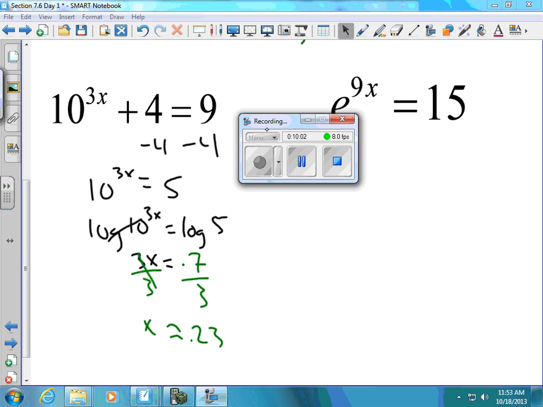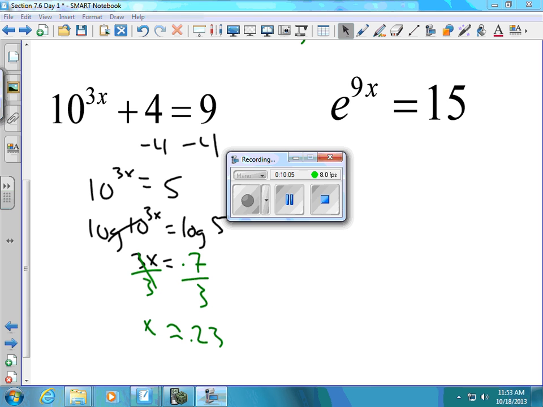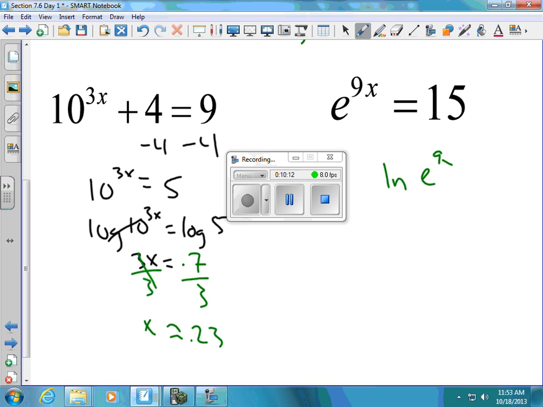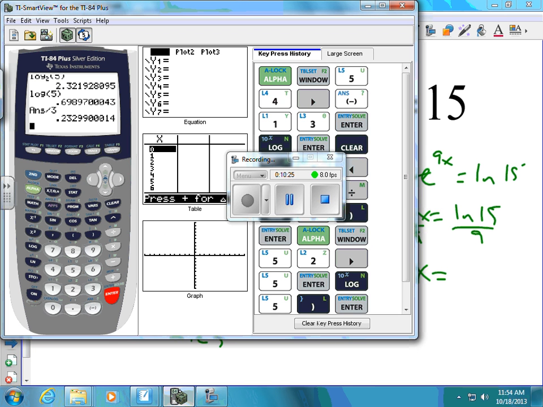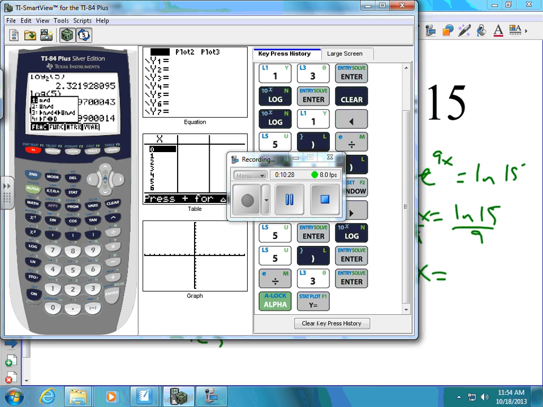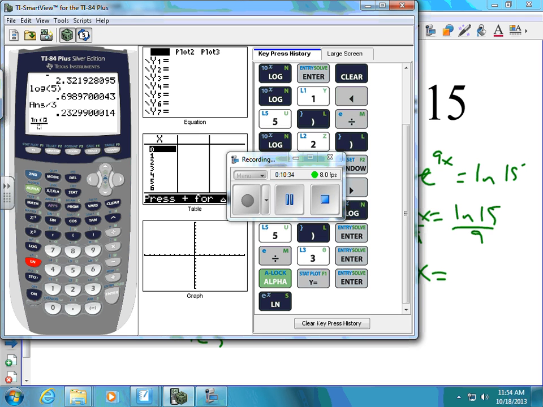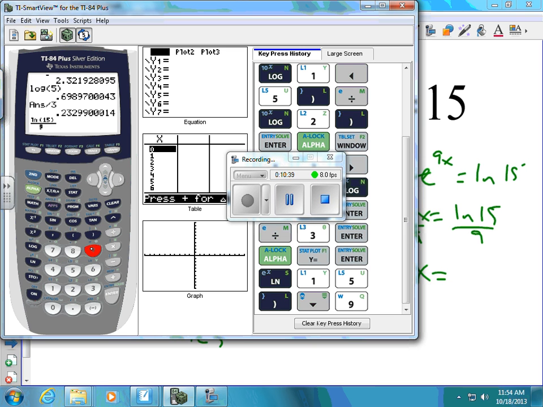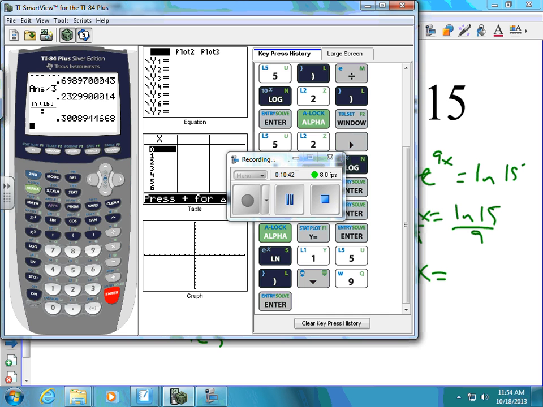Over here, it's a base of e. How do we undo base of e? We take the natural log of both sides. So 9x equals natural log of 15. Divide both sides by 9. Now you can save a step if you want to do it this way. Alternatively, we can do alpha y equals. We can do the natural log of 15. And we can divide that by 9. And we get 0.3 approximately.